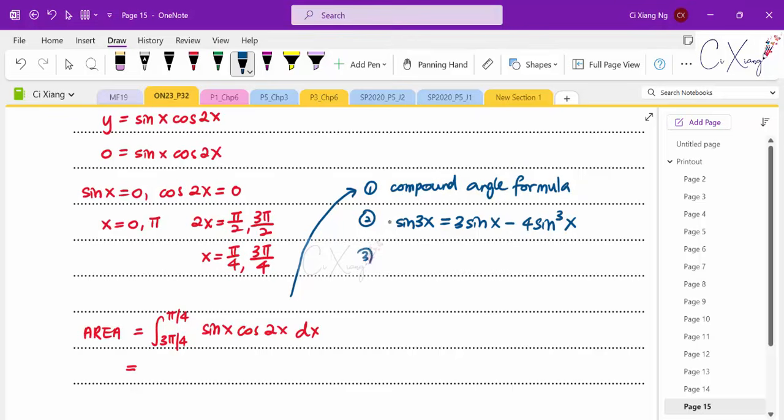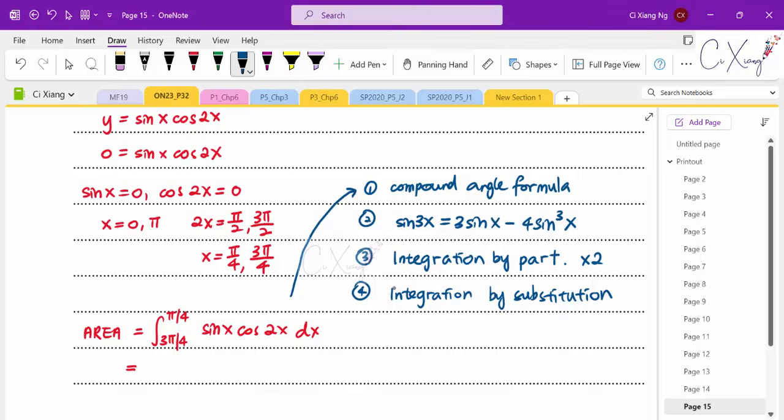The third method is integration by parts. For integration by parts, you need to apply it twice to get the solution correctly. The fourth method is integration by substitution. All these four methods can be used to find the area for this particular function.